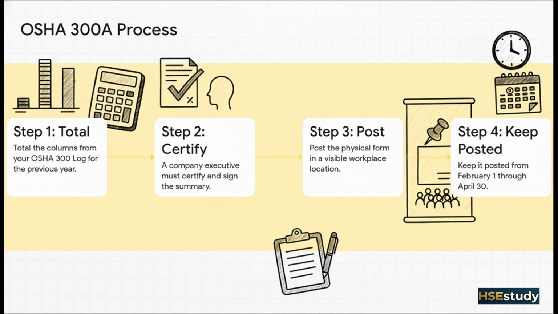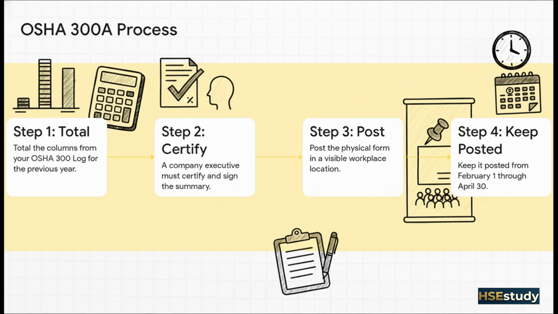And the final piece of the puzzle is the OSHA 300A, the annual summary. This is the form that got that manager in our opening story in trouble. At the end of the year, you take your 300 log and you just total up all the columns, the number of cases, the number of days away, and so on. You put those totals here. Then a company executive has to sign it to certify it's correct.